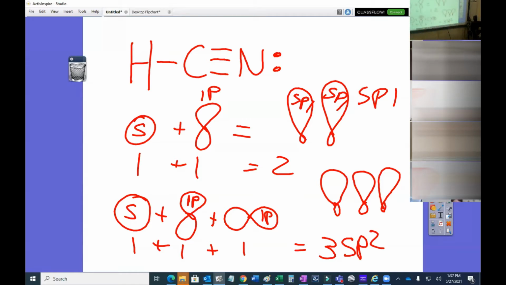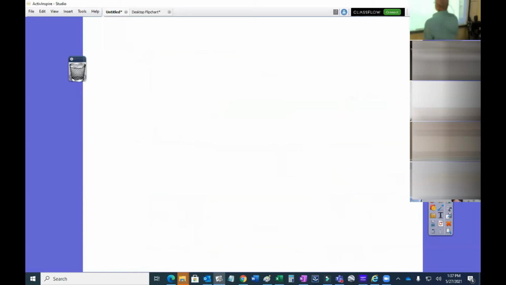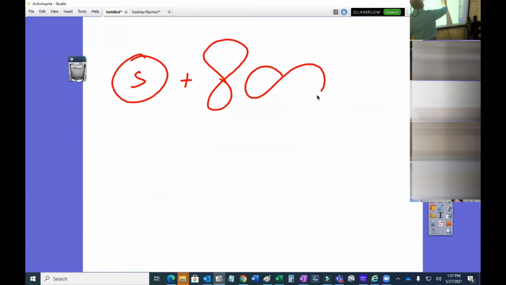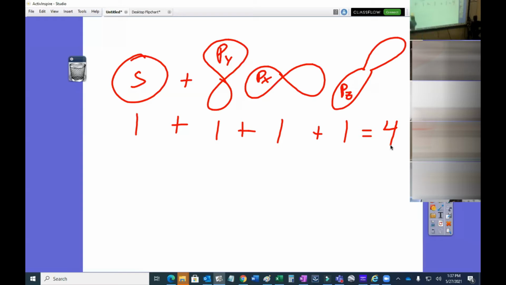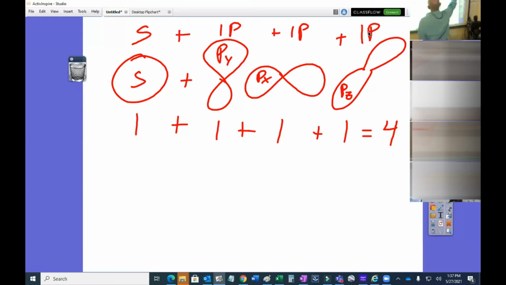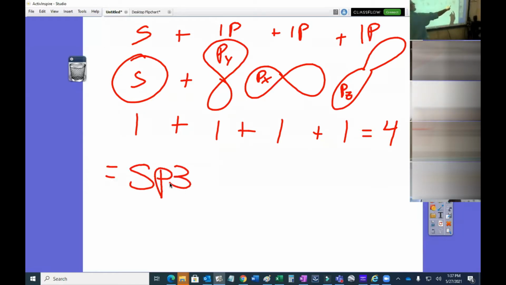Now remember, there's 3 P's. So if we add together the S plus all the P's, PY, PX, PZ, that means 1 plus 1 plus 1 plus 1 equals 4. And this is a S plus 1P plus 1P plus 1P. So you get sp3. And there are 4 sp3s, and they look like baseball bats.